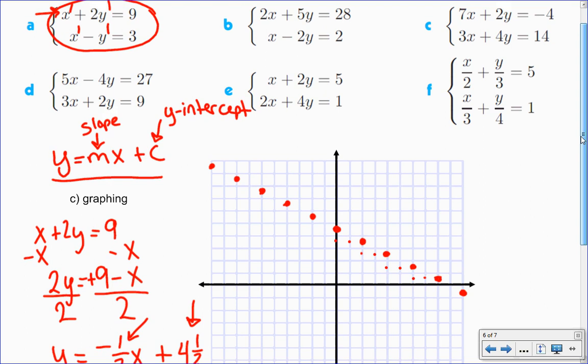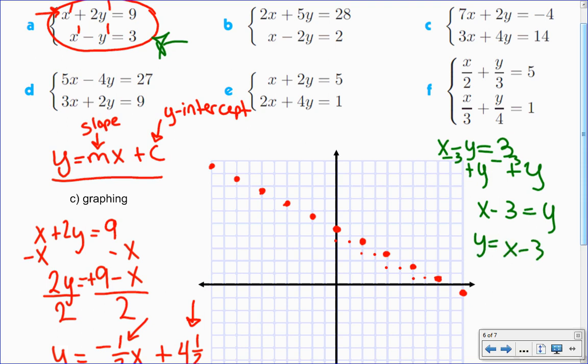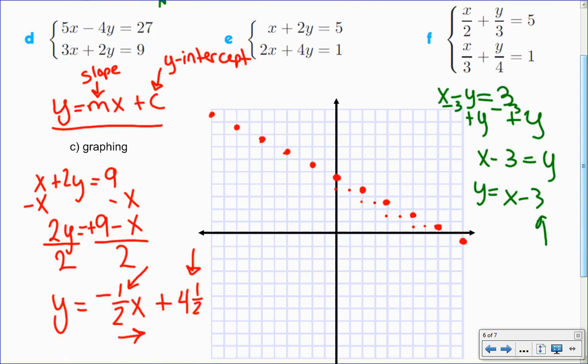Okay, next equation, we're going to solve this one for y. So we have y equals mx plus c, so we've got x minus y is equal to 3. What can we do? We can add y to the other side, and we can subtract 3. So we get x minus 3 is equal to y, or y equals x minus 3. Okay, so that means we have a y-intercept of negative 3. So 1, 2, negative 3. And we have a slope of positive 1. 1 we can write as 1 over 1. So that means we go 1 up and 1 to the right. So 1 up, 1 to the right, 1 up, 1 to the right.